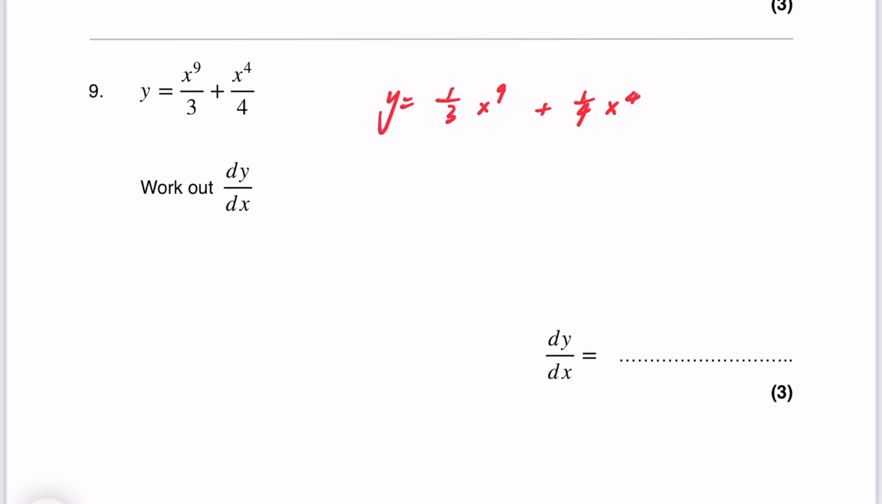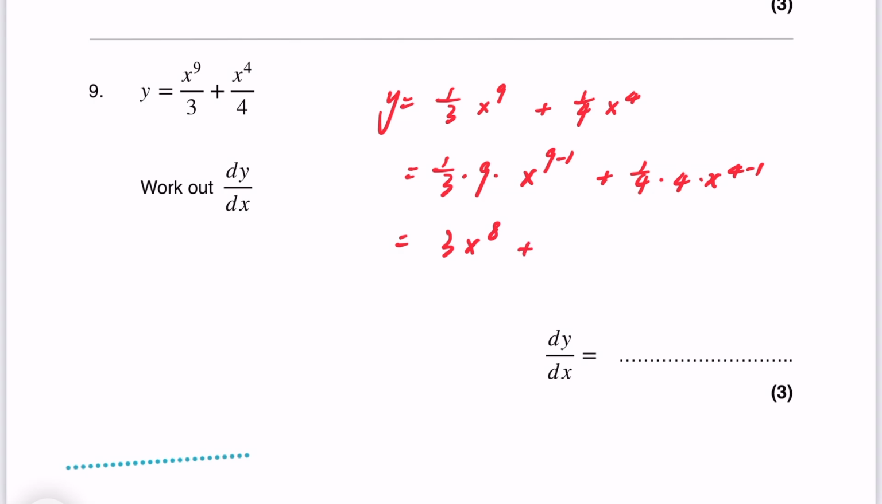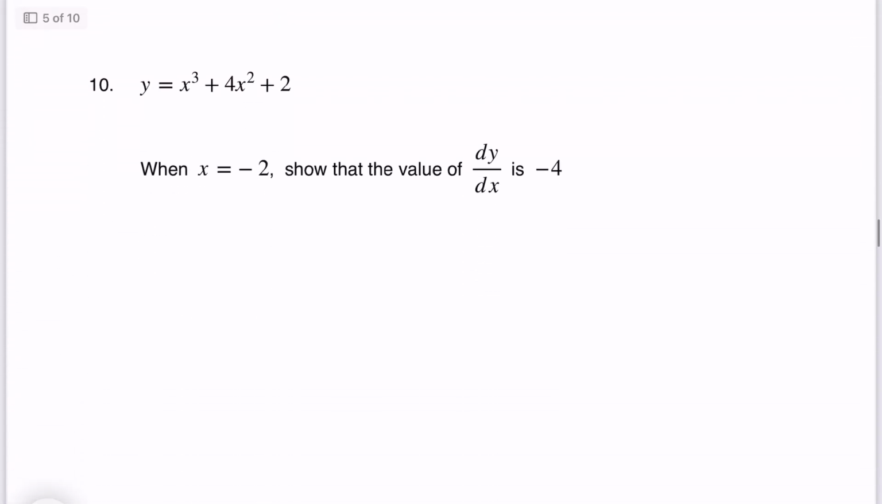And then let's move on. A third times 9 times x to the power of 9 minus 1 plus a quarter times 4 times x to the power of 4 minus 1. A third times 9, which is 3, x to the power of 8, plus a quarter times 4 is 1, so that's x to the power of 3. And that's that. Let's move on to the next page.